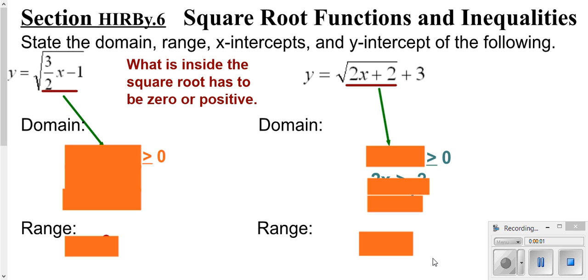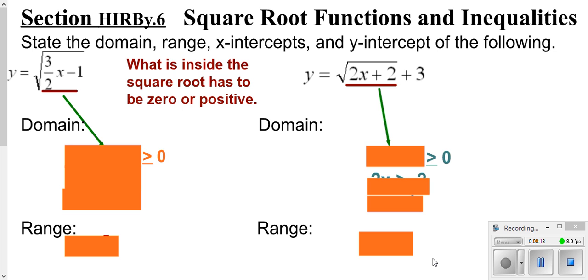We're going to look at graphing square root functions and square root inequalities. To make it easier to graph, we're going to start out by finding our domain, looking at what our range is, and then also finding our x and y intercepts.